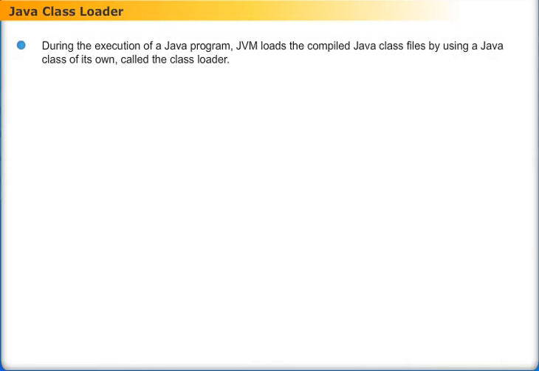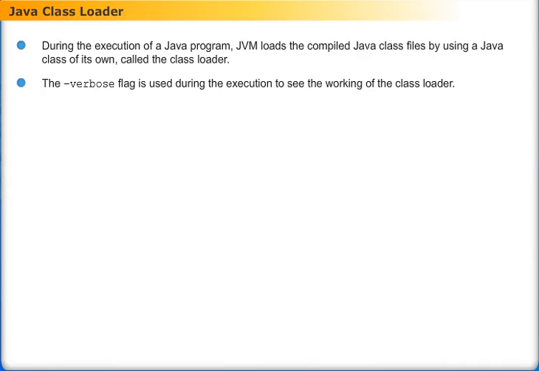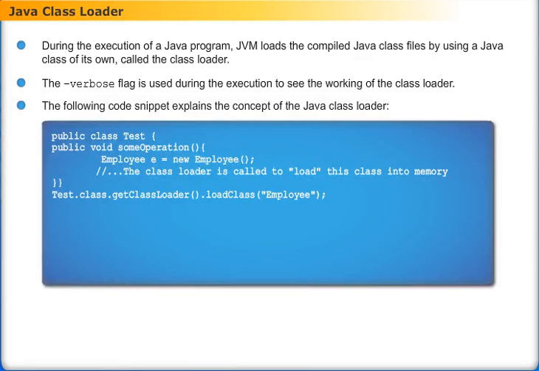During execution of a Java program, the Java virtual machine loads the compiled Java class files by using a Java class of its own, called the class loader. It uses the java.lang.ClassLoader class. The class loader is called when a class member is used for the first time. Typically, the use of the class loader is completely invisible to you. You can see the results of the class loader by using the verbose flag when you run your application. In the given example, the class loader is called to load the Employee class into the memory.